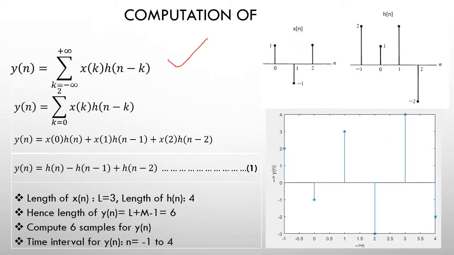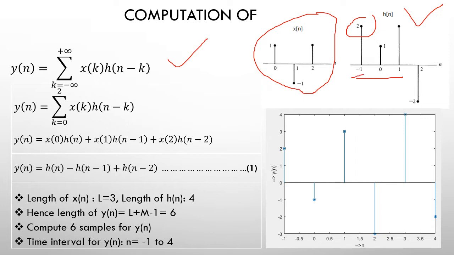This is the mathematical expression that we are going to use for computing y of n. And these are the two sequences which are given to us. X of n is given. X of n has a length 3 and time range n equal to 0 to 2 with an amplitude 1, minus 1, 1. Similarly, we have h of n here, and this has an amplitude 2 here, and 2, 1, 2, and minus 2. And if you look at the time range or time interval, n equal to minus 1 to n equal to 2.